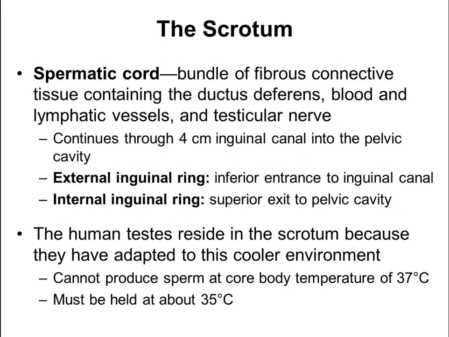The spermatic cord is a bundle of fibrous connective tissue containing the ductus deferens and blood and lymphatic vessels, along with the testicular nerve. It continues through 4 centimeters of the inguinal canal into the pelvic cavity. And there are 2 inguinal rings, the external and the internal. The external ring is inferior, at the entrance of the inguinal canal. The internal ring is superior, at the exit to the pelvic cavity.